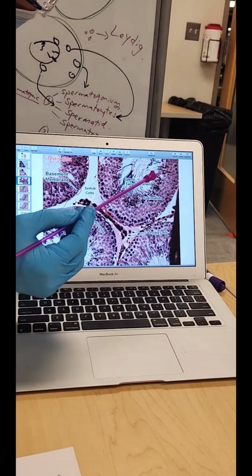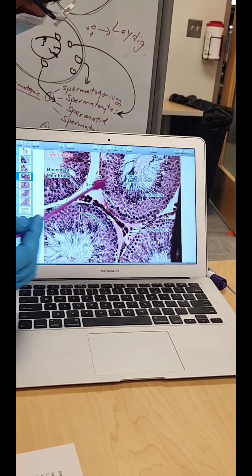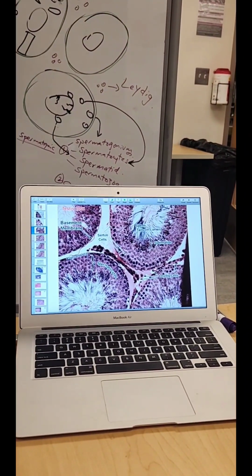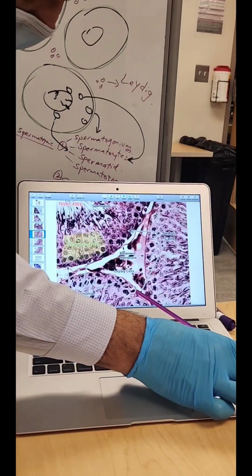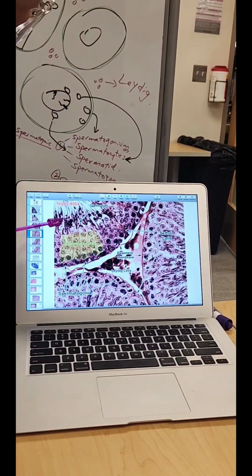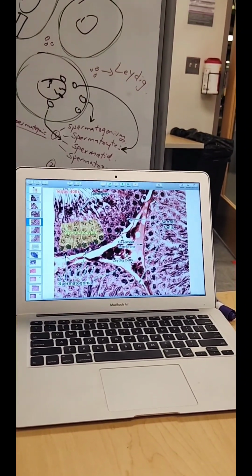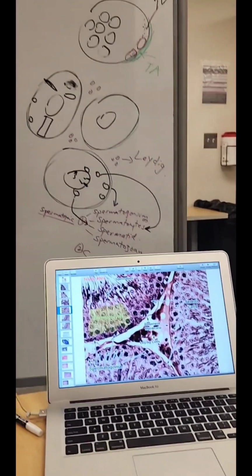Can you see this round cell close to the lumen? These round cells very close to the lumen, what do you call those round cells? Spermatids. And if it is pointing to anything that looks like a dark spot and tail, that's basically what, guys? Everyone should be able to do that.